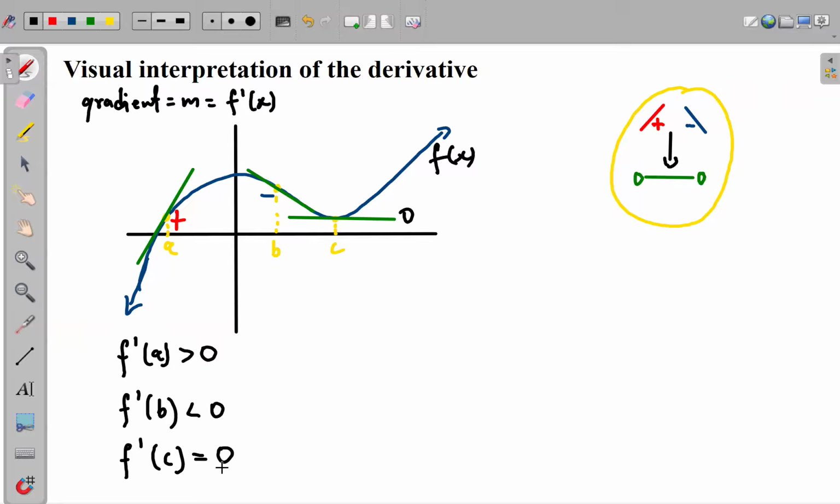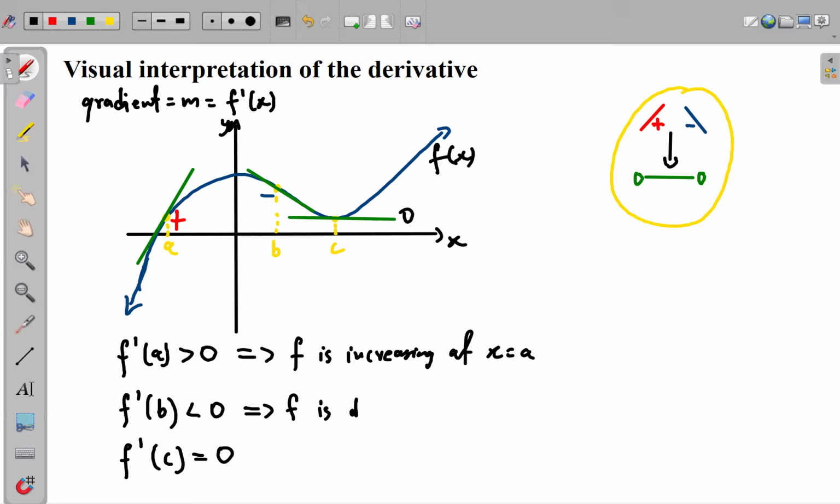And because of that, I will say the function f is increasing at x equals a. A is a number. We don't know what the number is at this stage, but surely it's a negative number looking at the graph we have here. It's very important to note that. It is also important to note that this statement here means f is decreasing at x equals b.